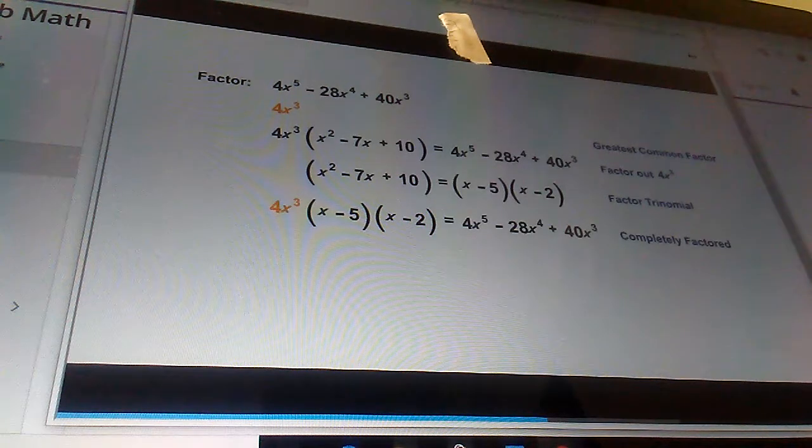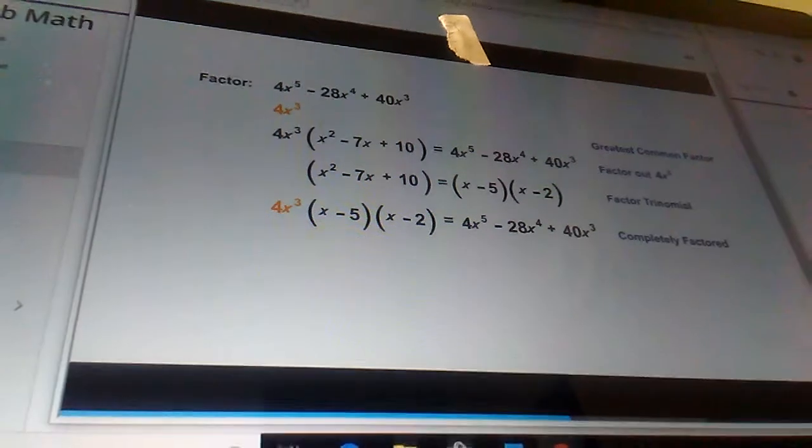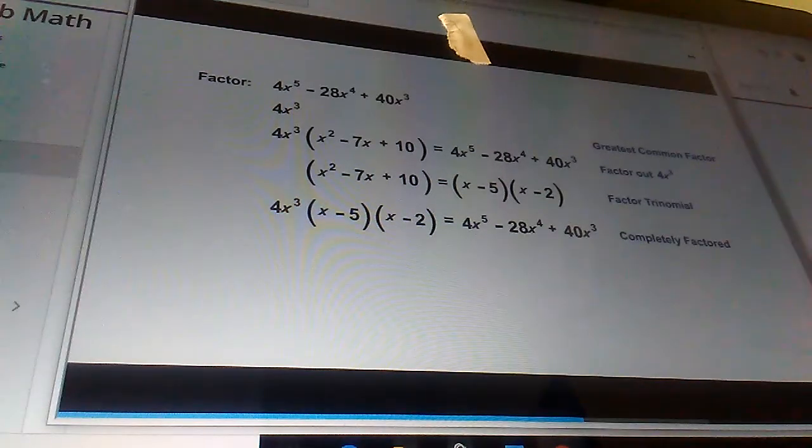Remember, when factoring, we always look for a common factor first, and remember to include the common factor as part of the answer. As a check, we can multiply the greatest common factor and the binomials to get our original polynomial. To check, we can use FOIL, F-O-I-L.